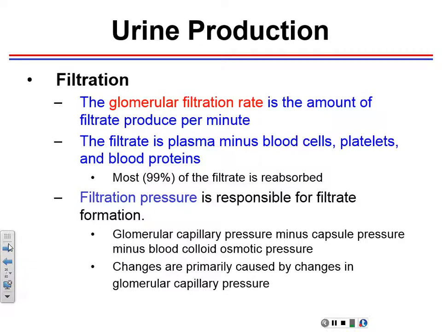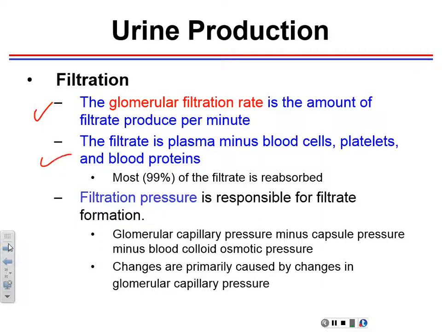So again, we kind of sort of repeat the whole thing. You see what I'm saying? Most of the filtrate, 99% of it, is reabsorbed. It's going to go back into the blood vessels, because the filtration process doesn't discriminate. Anything that fits goes through. So glomerular filtration rate is going to be kept constant. It's the rate at which filtrate is produced per minute. That's where you get into auto-regulation.